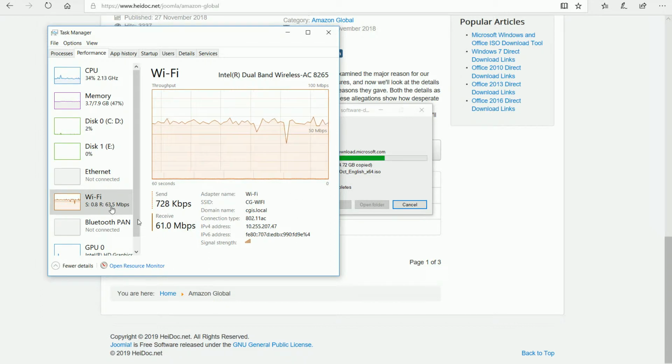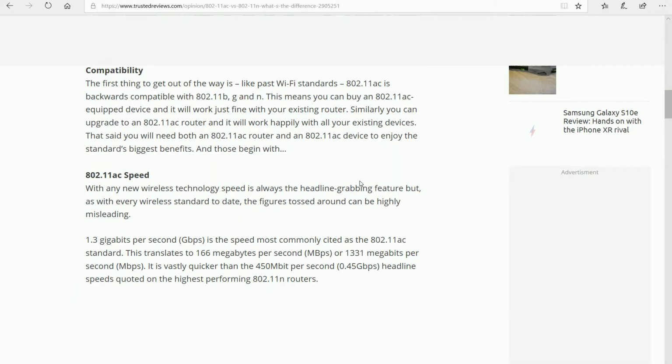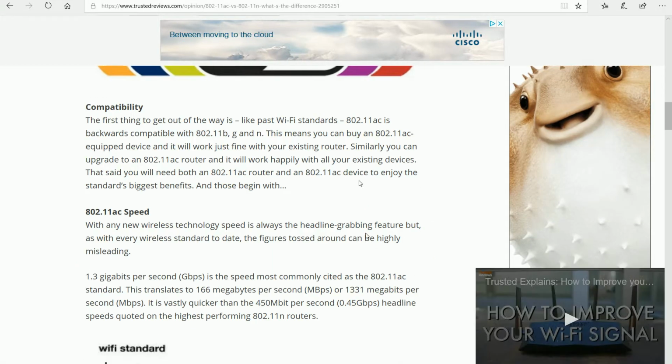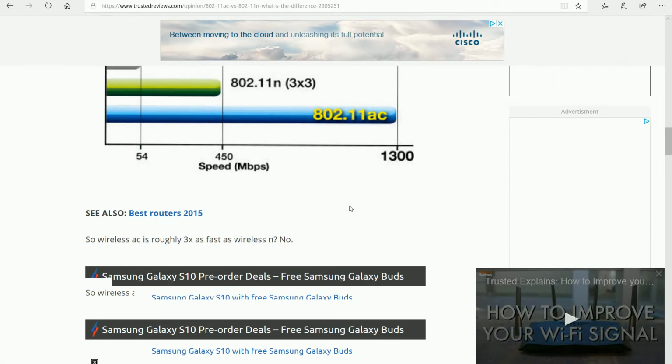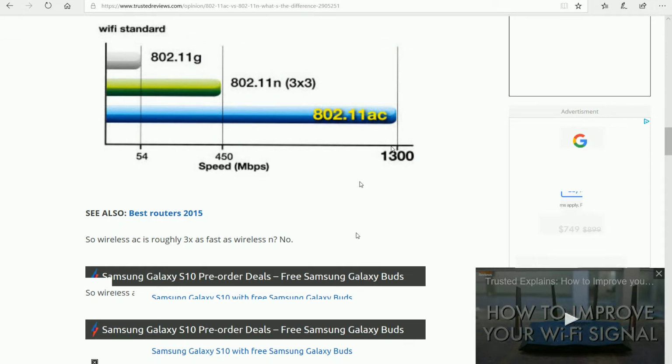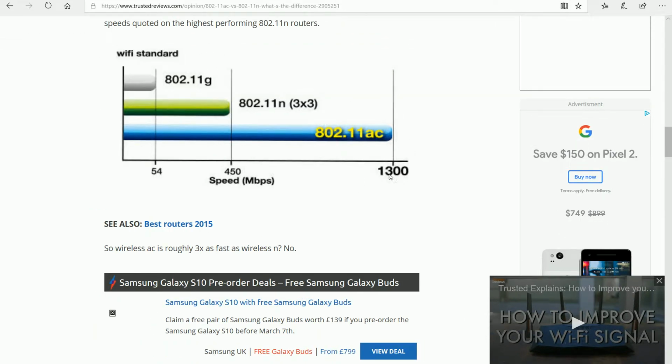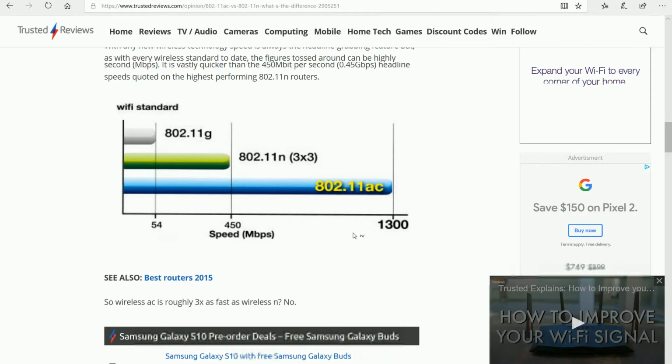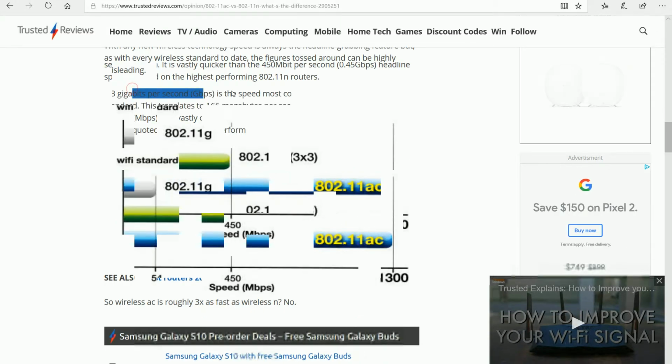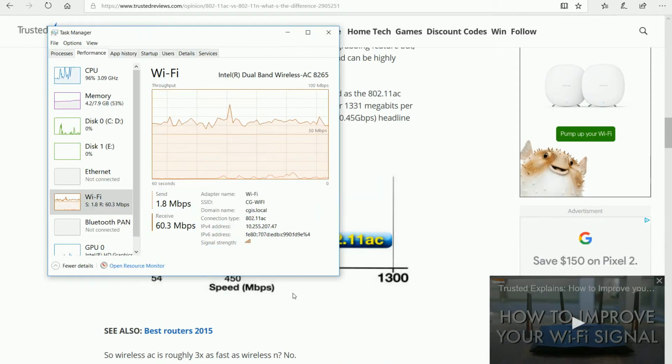So right now I'm on AC, so it's 660. I'm around a 60. Wi-Fi speed. Where is it? So speed. It's over gig. Okay. Over gig. So, but this is the reality we got. Okay. Around 60.